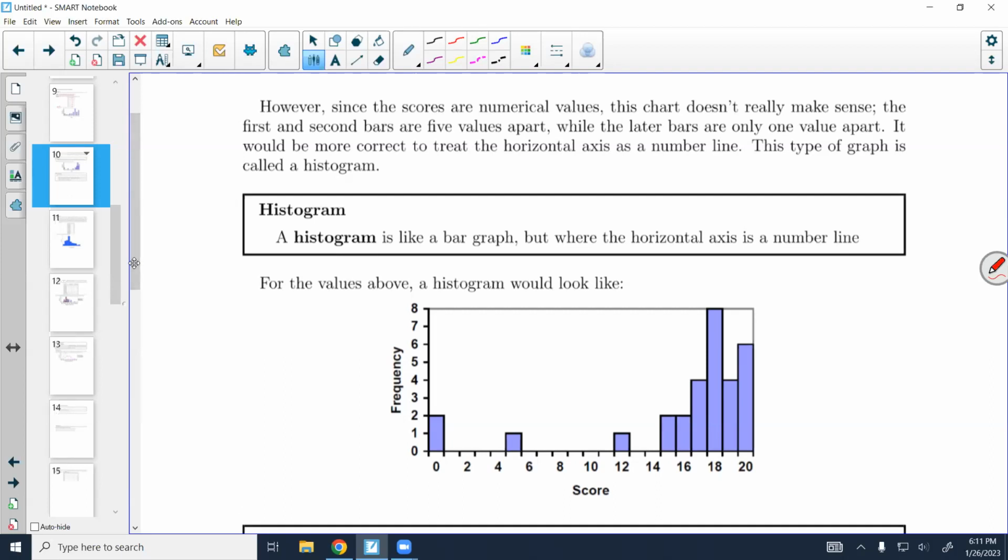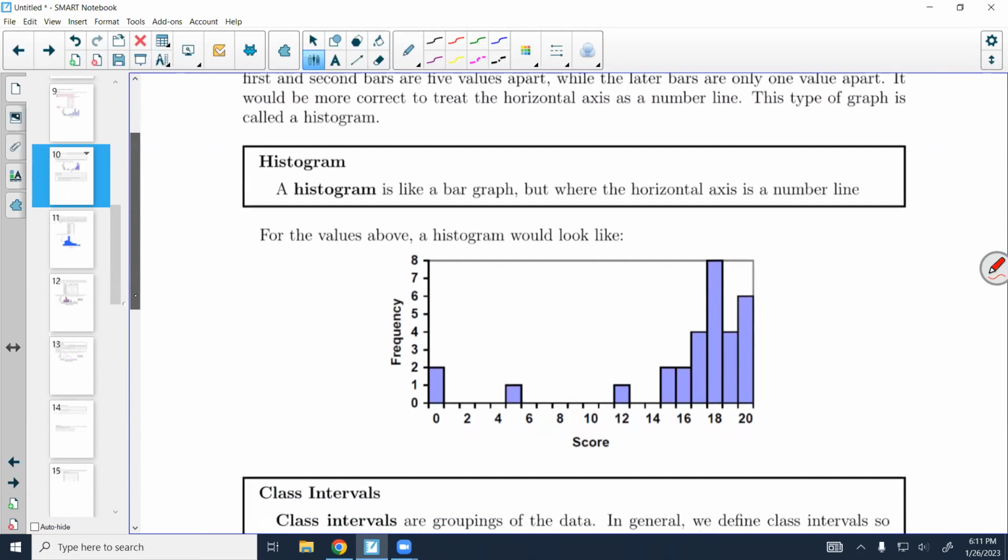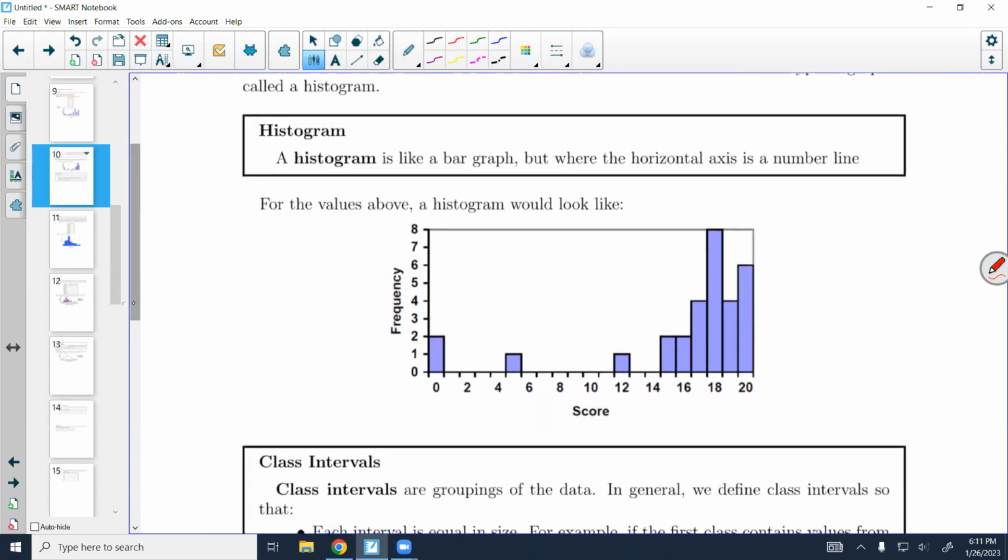A histogram is a bar graph where the horizontal axis is a number line. So for our previous data, we look at something like this, where the values that don't have anything, we have no bar, but it's a continuous value. It's a number line.